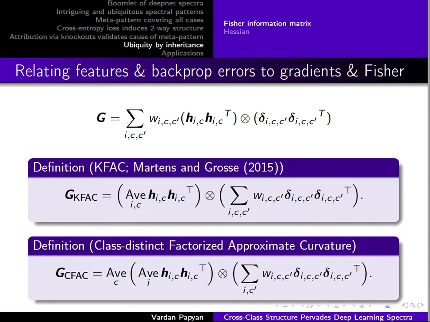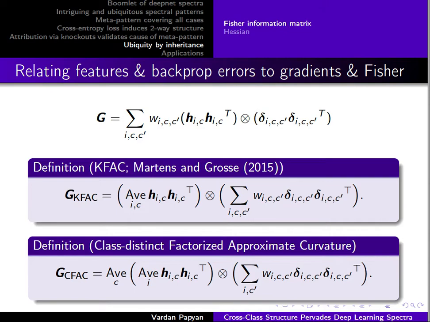So in 2015, Martens and Grosse suggested to do that in their work, which is called KFAC. And that's essentially an approximation to the Fisher information matrix. Another thing that you could do is something which I call class-distinct factorized approximate curvature, or CFAC in short, which essentially approximates the Fisher information as the average over the class-conditional second moment of features Kroneckered by the class-conditional second moment of backprop errors. So it's essentially saying that the Fisher information is the Kronecker of features and backprop errors. You just have to condition everything on the class.